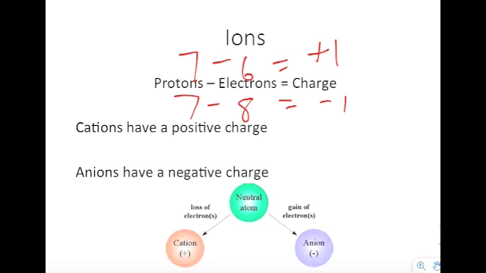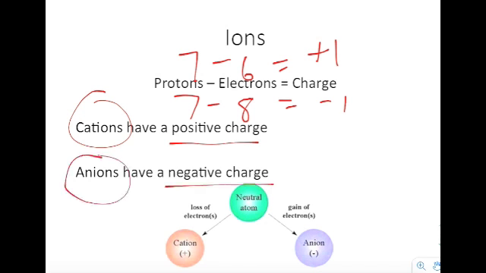A positive ion is called a cation, and a negative ion is called an anion. So you can have cations or anions depending on whether something gains electrons or loses electrons. But one thing that you should realize is that the number of protons doesn't change. The number of electrons changes instead.